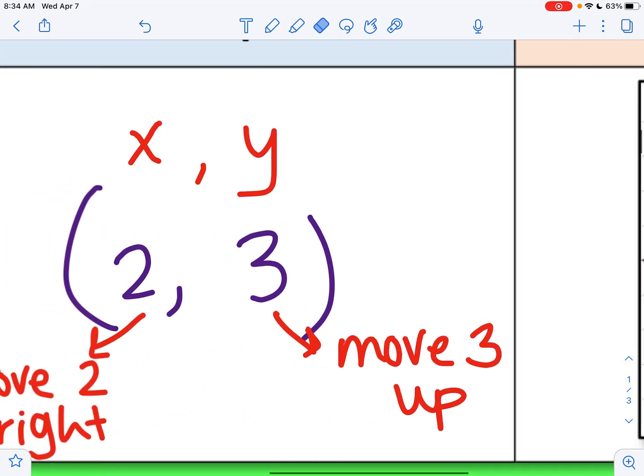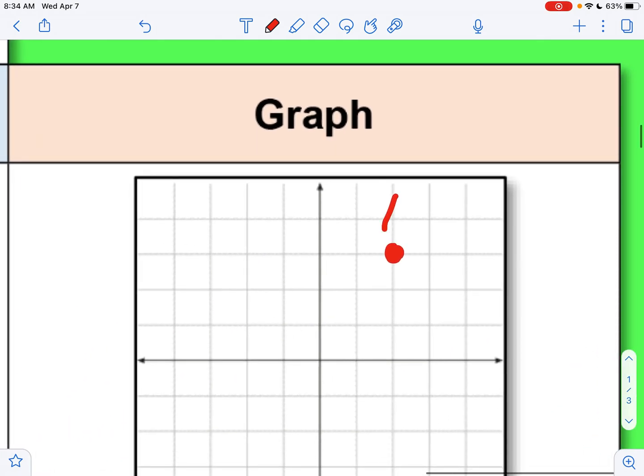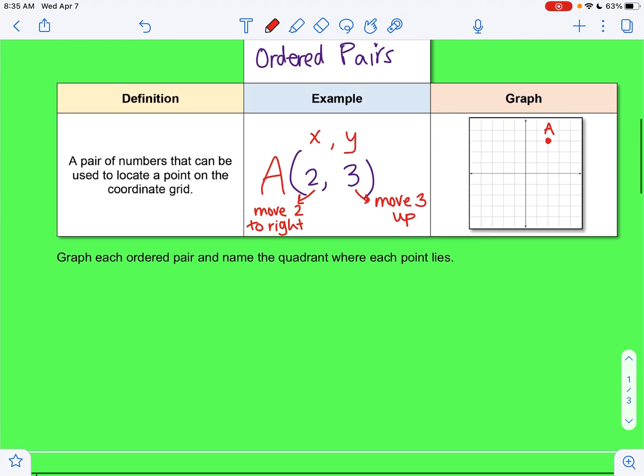The last thing is you will most likely see a letter in front of your point. All that means is this is point A. So on our graph, we need to label it as point A. We need to always move to the left or to the right first, and then move up or down.